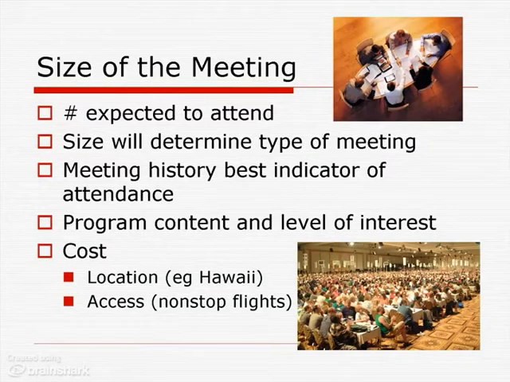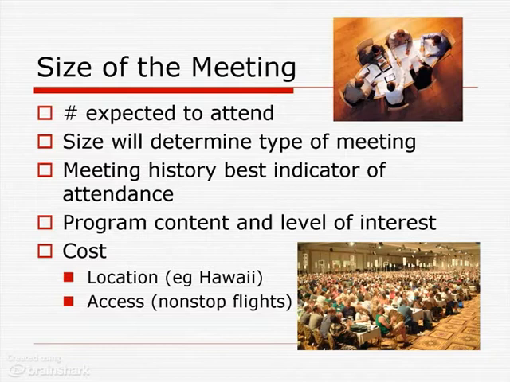Size of the meeting. The size of the meeting is determined by the number of the people expected to attend. And the size of the meeting will determine the type of meeting because it will determine a lot of the other components within your meeting. So there's a huge difference if you have 25 people or 2,500 people. The meeting history is the best indicator of attendance. So if this meeting's been held before, that is the best idea of how many people will be attending in the current years or in the future years. So know the history of the meeting attendance.